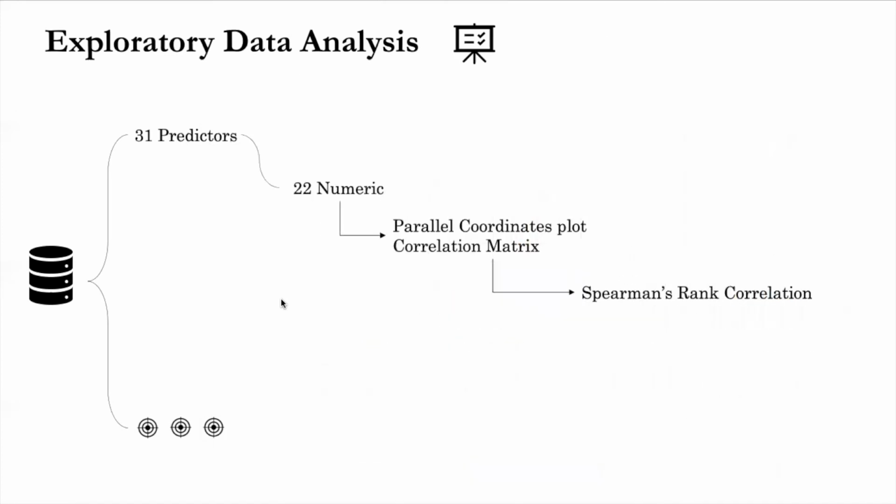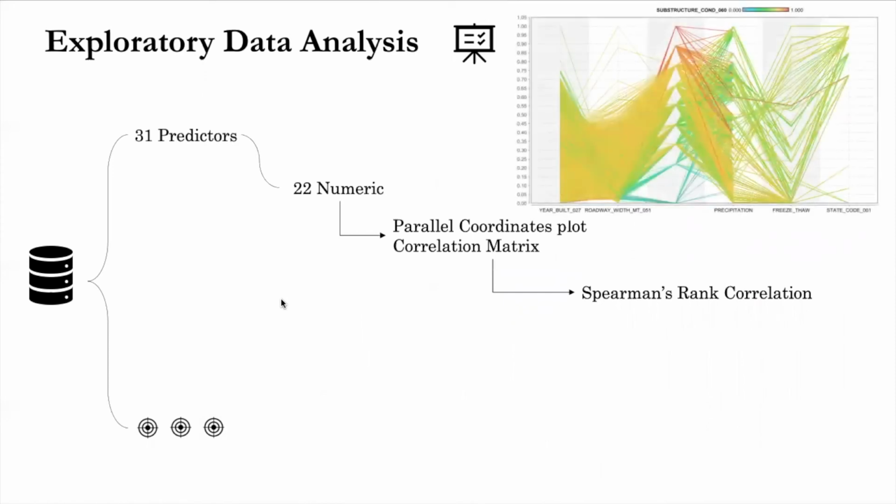Out of our 31 predictors, 22 are numeric. Evaluating the correlation between them and our target labels goes through, firstly, normalizing the data, secondly, plotting parallel coordinate plots, and finally, the use of a Spearman rank correlation matrix. The results of which will now be presented according to bridge type.